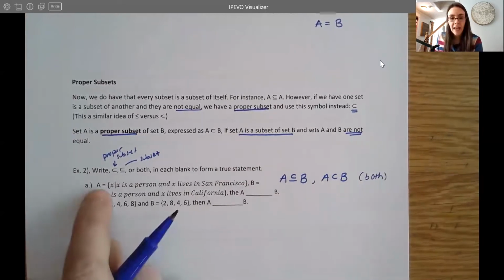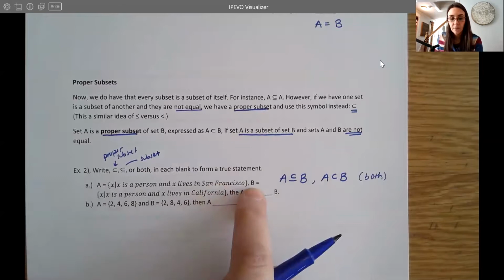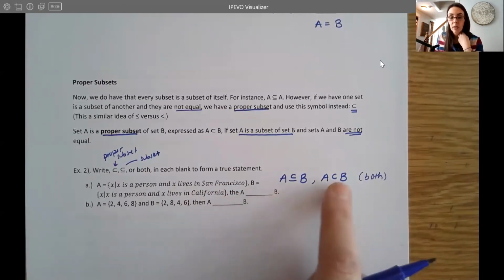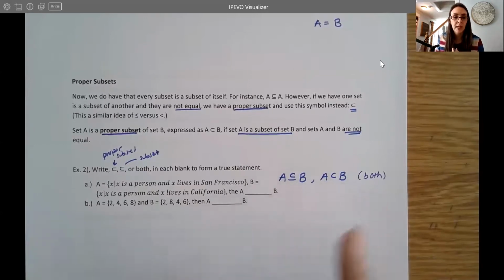So everything in A is included in B, and they're not equal. So I could use this notation, or I could use this notation to make a stronger statement that they're not equal sets. So both notations would work here.